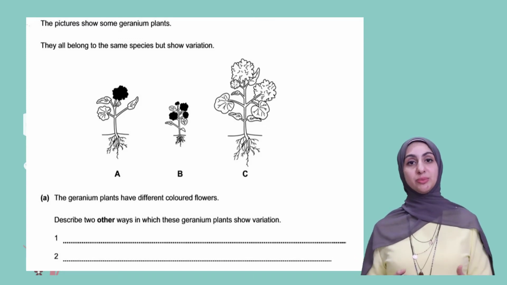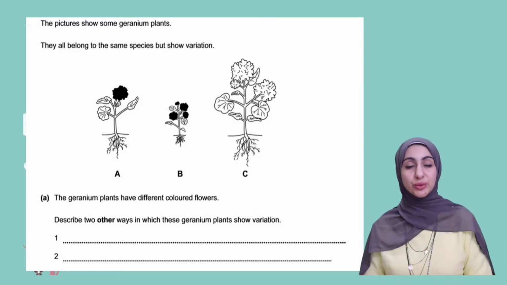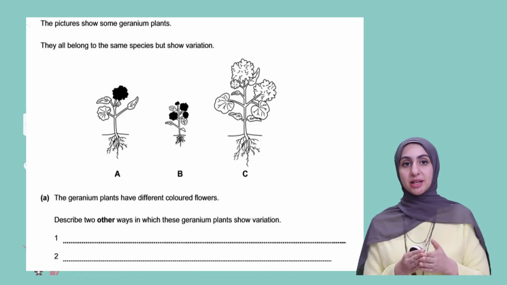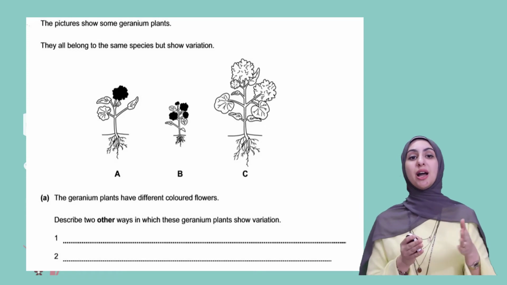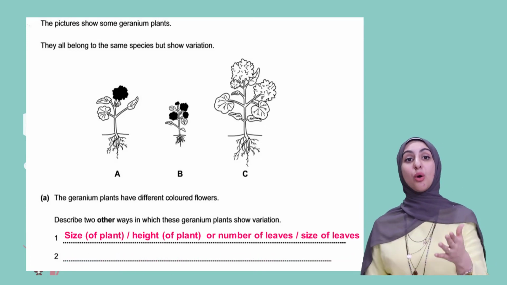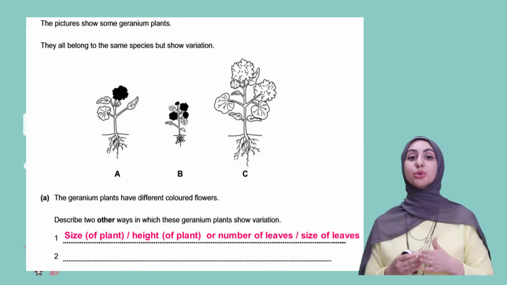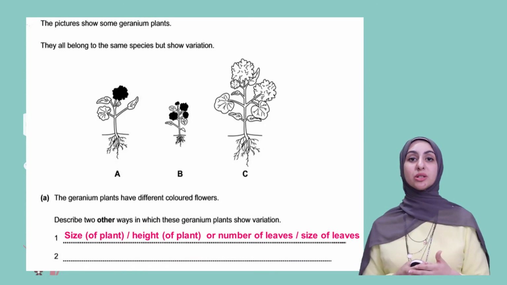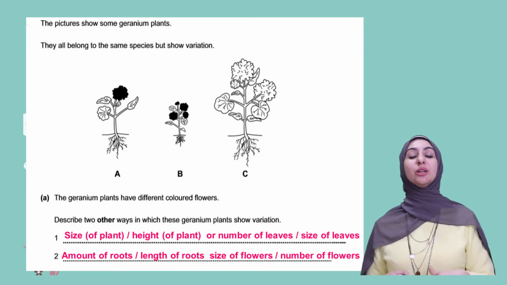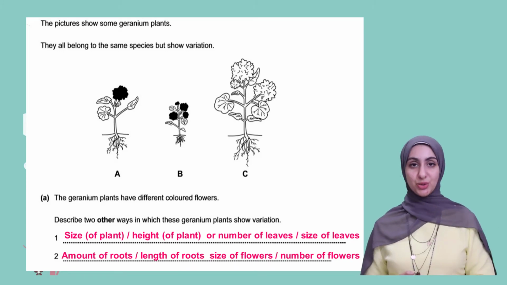Actually, in this question, you can write different answers. Some of you will talk about the size of the plant, and some of you will talk about the heights. Also, you can talk about the number of leaves, the amount of fruits, the length of the roots, or the size of the flowers. All of them are different, right? So here we can have different answers.